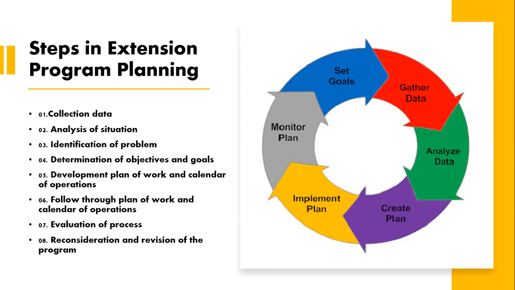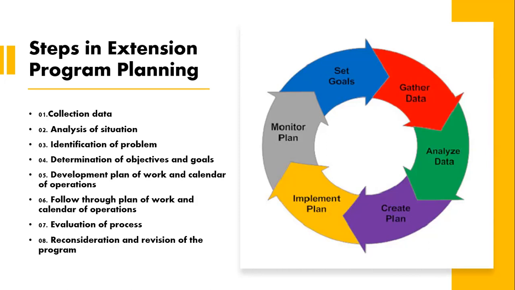So we develop the work plan and put in the time frames. That is called development of the plan of work and calendar of operations. Then we implement it throughout the year, following through the plan of work and the calendar of operations. That means we are going to implement that implementation plan, in the 6th stage.